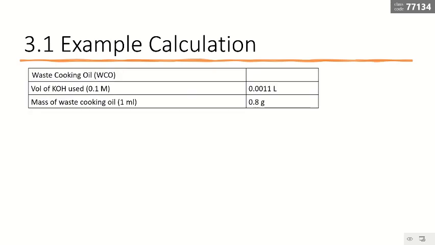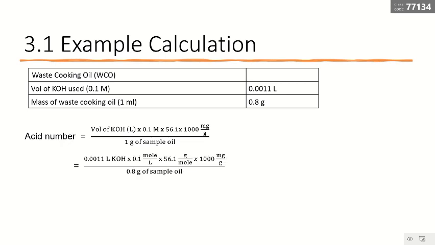We're going to move this table slightly to the top corner so we can use it. Still remember how we calculate the acid number, right? Acid number equals the volume of the potassium hydroxide in liters, times concentration, times molecular weight, and convert it. Then we can cancel all the units, substitute all the values, and we have 7.714 as a result.